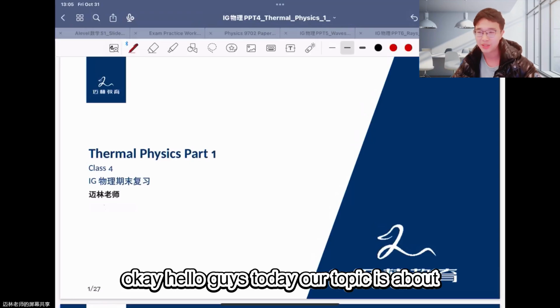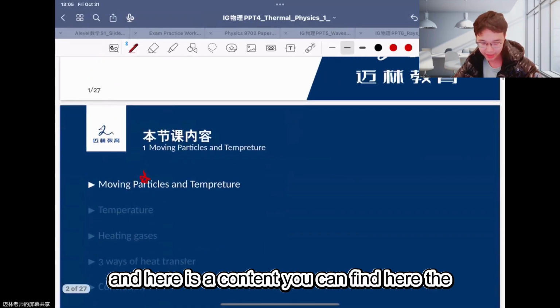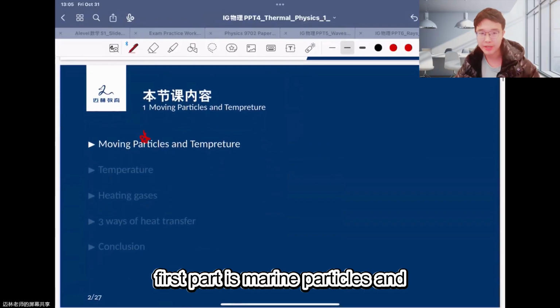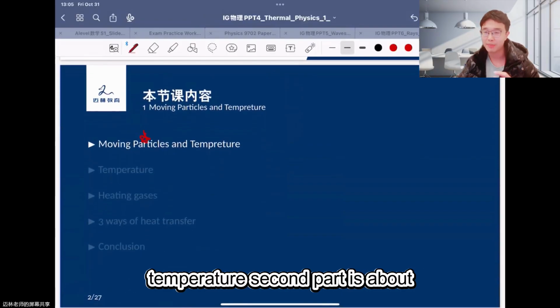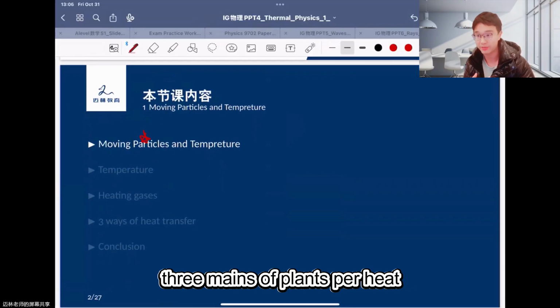Okay, hello guys. So today our topic is about thermal phases and we are learning about the first part of this, okay? And here is the content you can find here. The first part is moving particles and temperature. Second part is about temperature. And the third part is about heating gases. And the last part is about three ways of transfer heat.